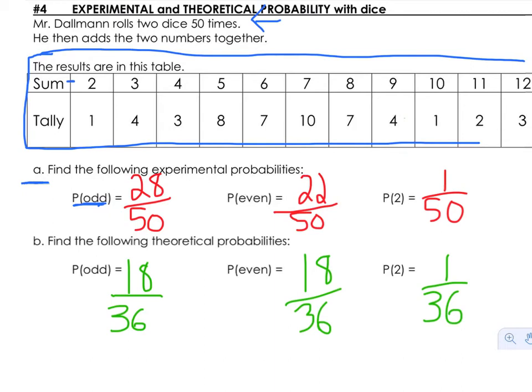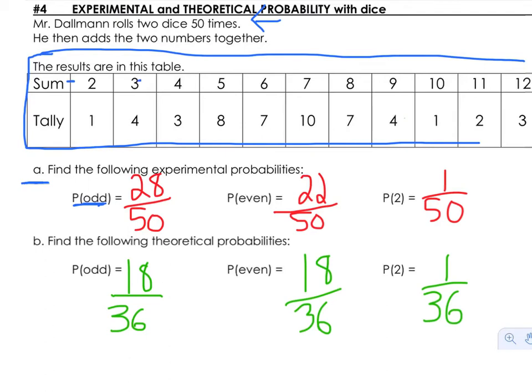Well, I should know from the problem that Mr. Dahlman did this 50 times. So 50 total times is my denominator because I want to know the total number of times he attempted. 50 times is the denominator. How many times did he get odd?